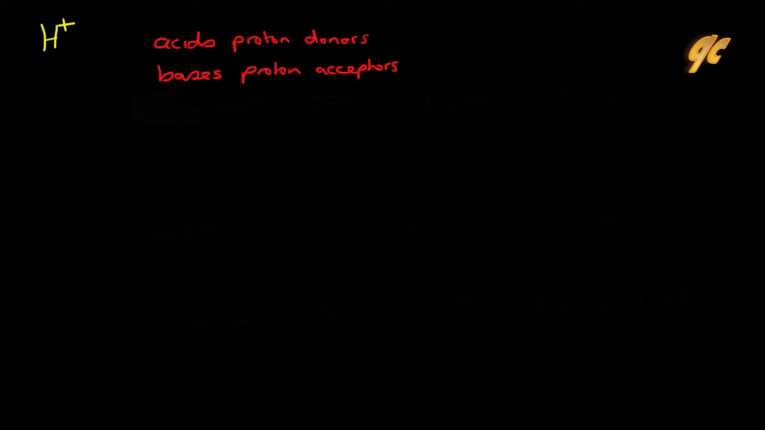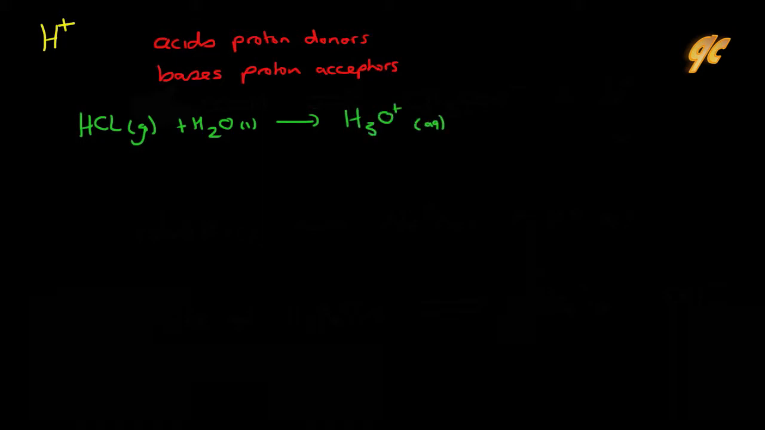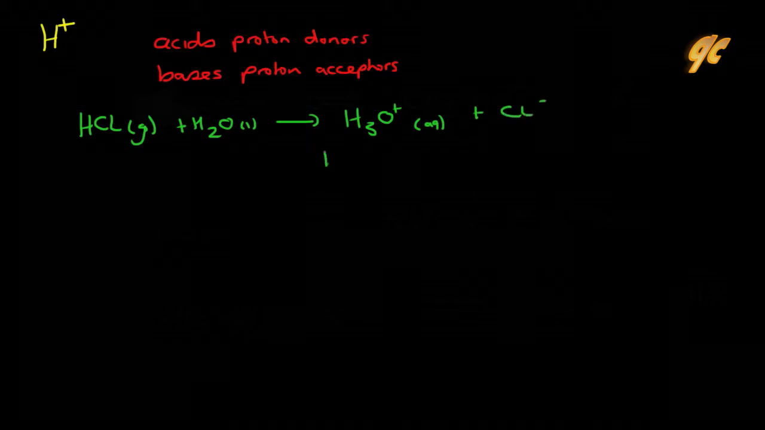With this model, if we take the ionization of hydrochloric acid into solution, we have to show hydrochloric acid reacting with water, and this forms H3O+. Now H3O+ is the hydronium ion, and it also forms the chloride ion. In this, hydrochloric acid is acting as an acid and it donates a proton to the water. As the water is accepting the proton, it's acting as a base.